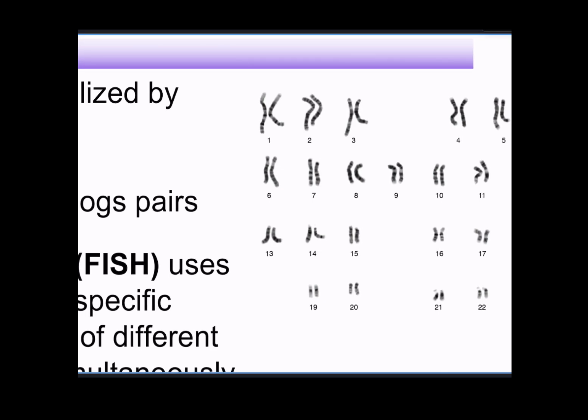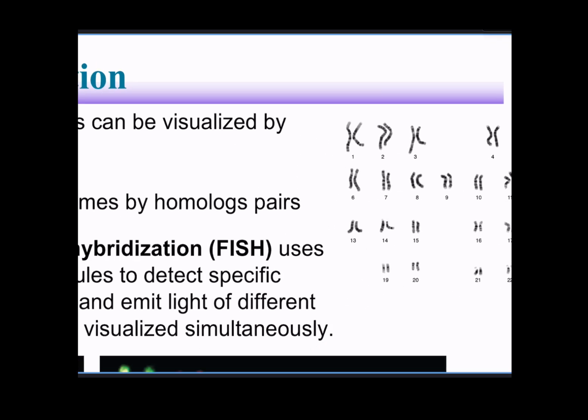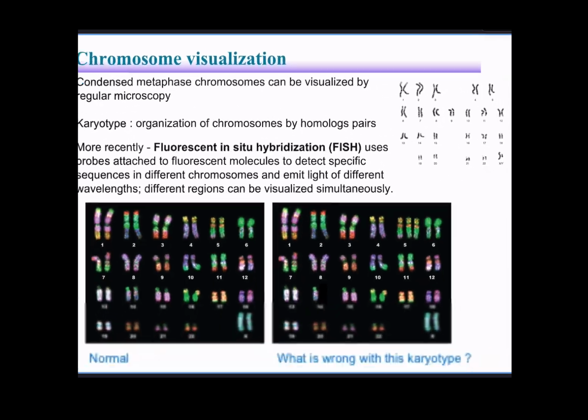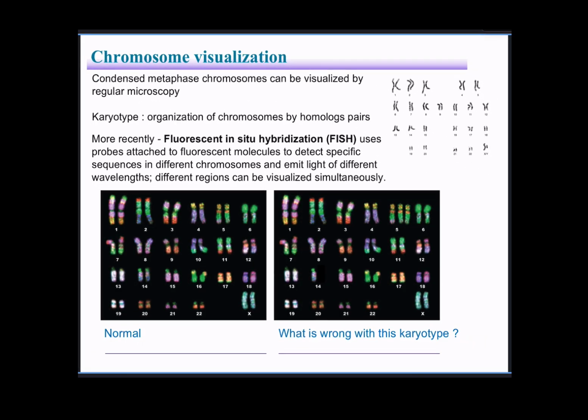For decades, people used these things, just looking at these structures under the microscope. And these allow people to determine the number and the types of chromosomes that were present in cells in an individual. And the collection of all chromosomes in an individual is what we call the karyotype. Okay? It's the karyotype. It's the organization of chromosomes by homologous pairs. It's the collection of chromosomes that exist in an individual.